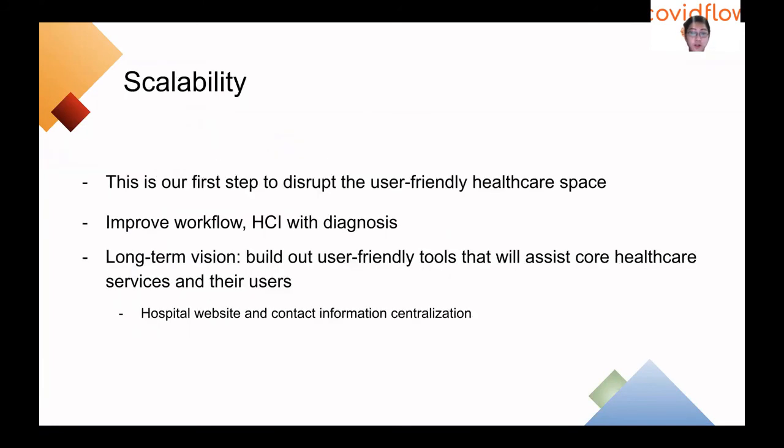This is the first step for us to disrupt the user-friendly healthcare space. Our long-term vision is to start by improving the workflow and the human-computer interaction with diagnosis to make interactions with the computer more natural and human, much like a real doctor visit. In the long term, we plan to build user-friendly tools that will help assist core healthcare services and their users. We want to centralize information and data and make it easier for healthcare workers to access, while also increasing the user accessibility to input this data into a centralized telehealth system.